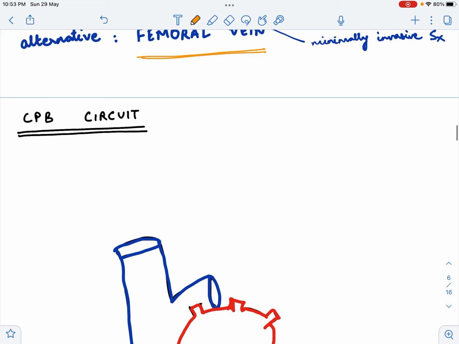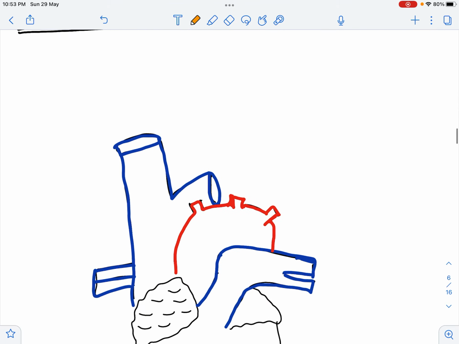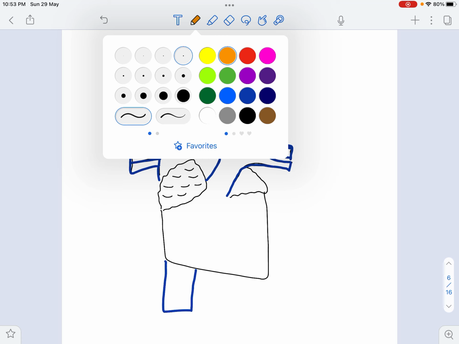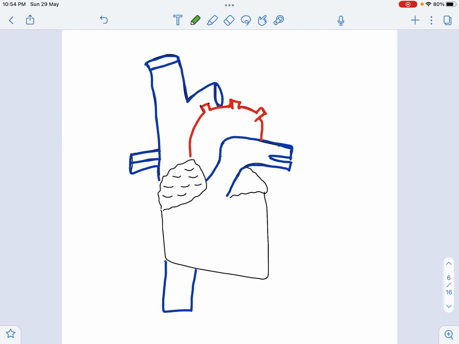Now, let us look at the cardiopulmonary bypass circuit. Before looking at it, let us see how far we have progressed so far. First we made the incision, the most common incision being a median sternotomy. We retracted the sternum, we dissected the thymus and the pericardium of the heart. We entered the heart. We placed one cannula. Let me use this color for the aorta. We have cannulated the aorta over here.